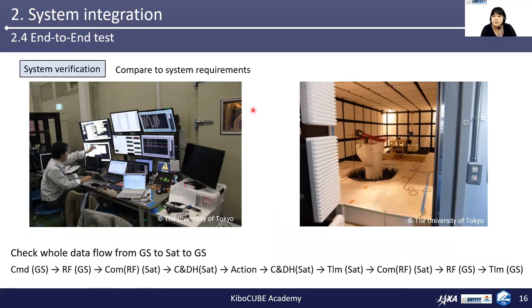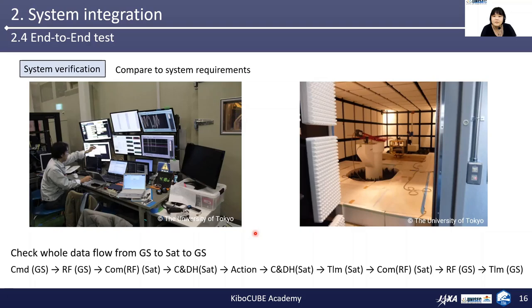This photo shows an overview of some environmental tests. The left photo shows the thermal cycle test, and the right one shows the electromagnetic compatibility test. Together with the environmental test, the flight software also can be confirmed by checking the full data flow from the ground station to the satellite, and satellite to ground station. Some environmental conditions affect the system performances, like the computation duration.